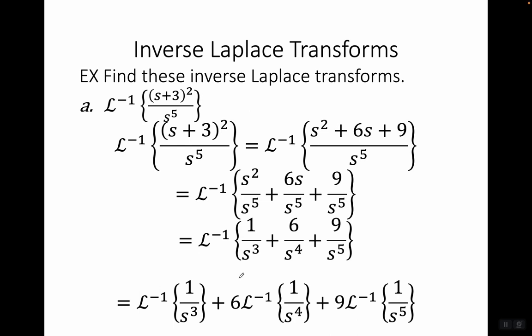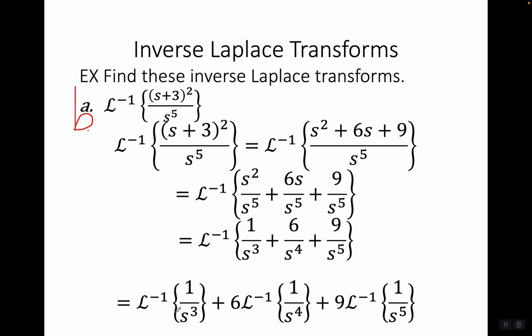How about this one? I should have labeled this one b. Sorry about that, folks. How about the inverse Laplace transform of (s plus 3) squared over s to the fifth? What we'll do is break this up. Multiply it out, we get s squared plus 6s plus 9. And then break up those fractions: s squared over s to the fifth, 6s over s to the fifth, 9 over s to the fifth. These simplify to the inverse Laplace transform of 1 over s cubed plus 6 over s to the fourth plus 9 over s to the fifth.